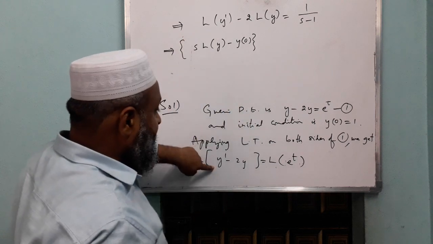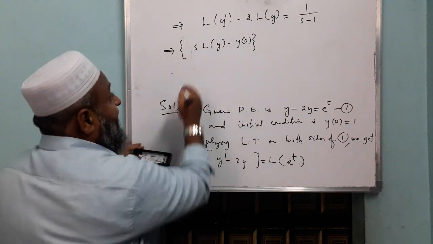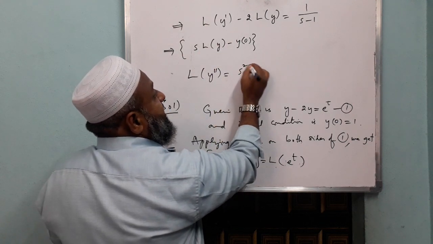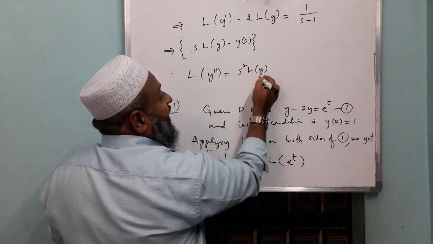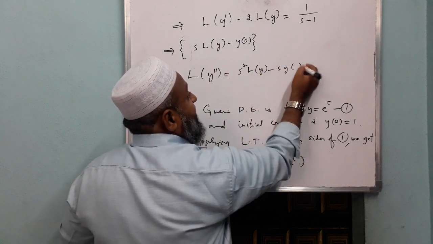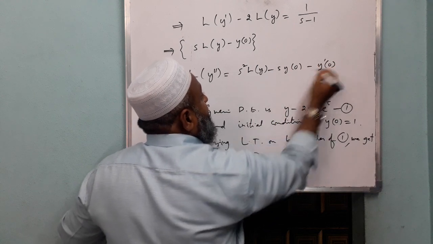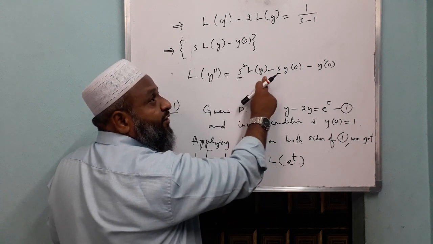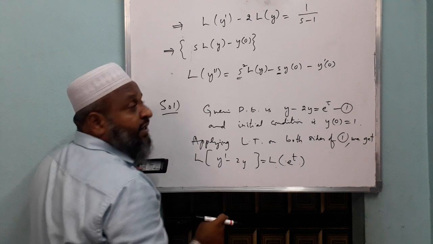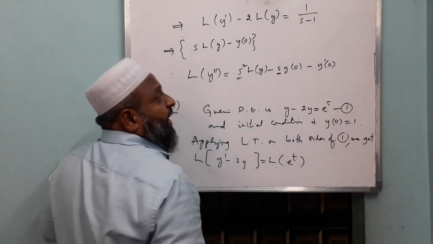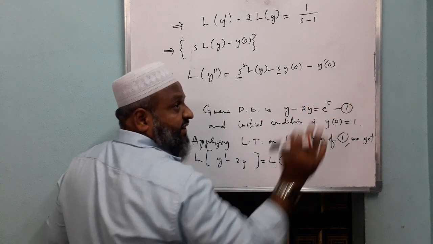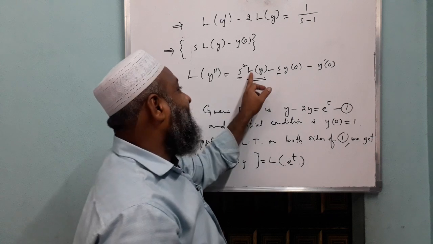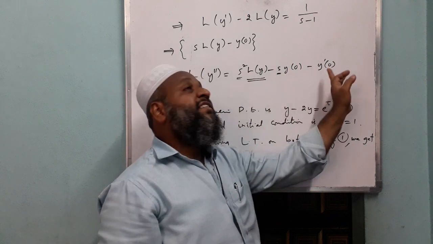Suppose if it is second order, then L of y double dash will be there. And you know that L of y double dash is s square L of y minus s into y of 0 minus y dash of 0. The power of s will be decreasing. The first term only will contain L of y with the power of s equal to the order, and all the remaining are negative terms. You remember like this: L will disappear, only y will be there, then the differentiation takes place.